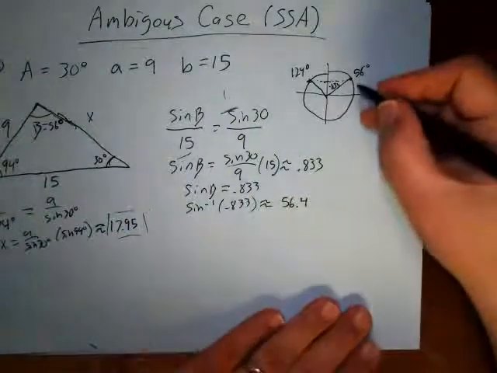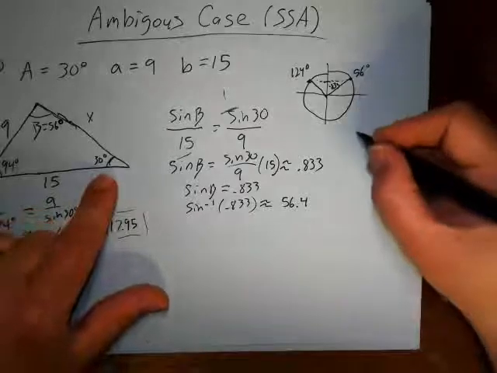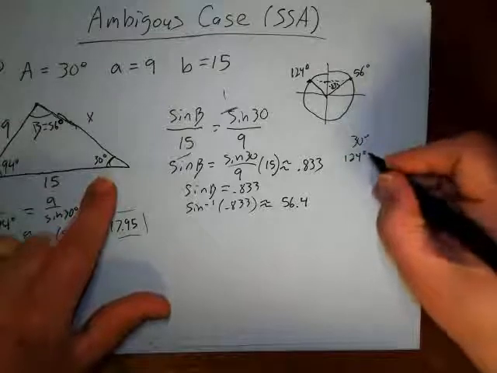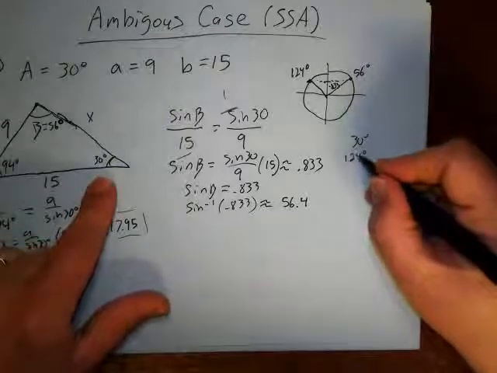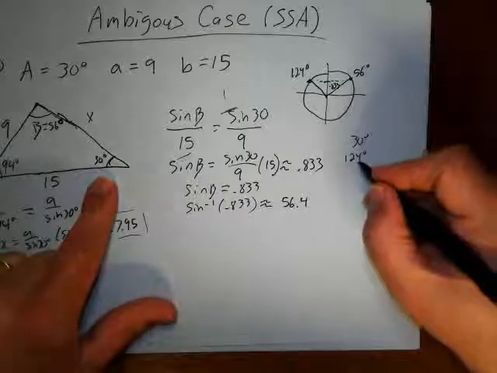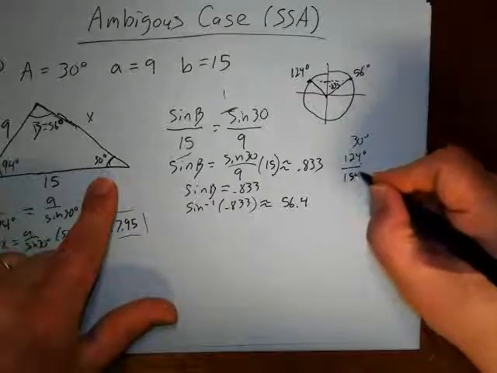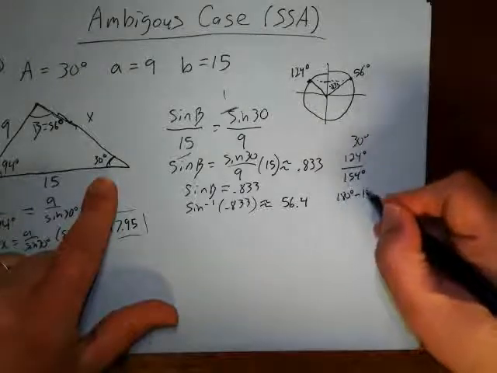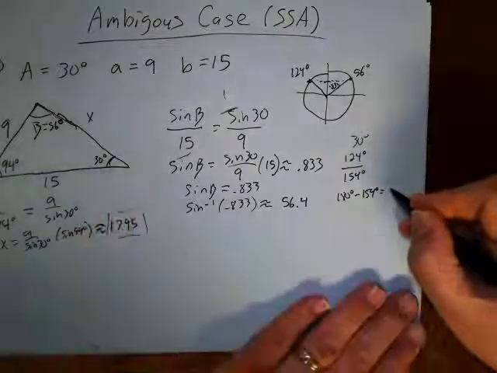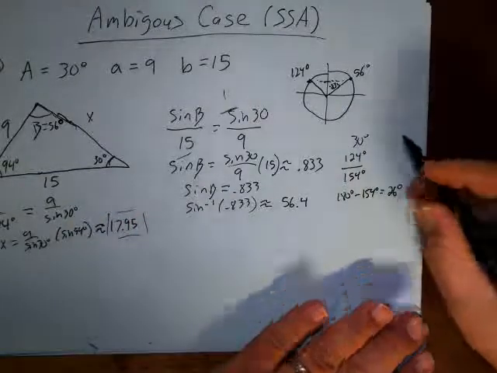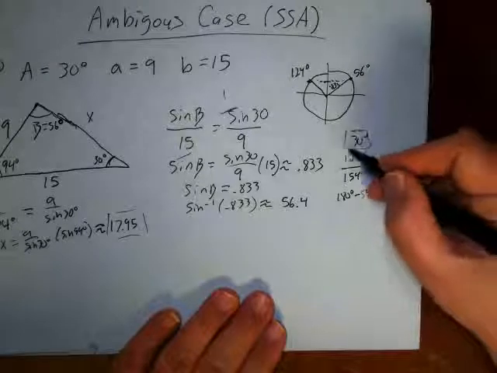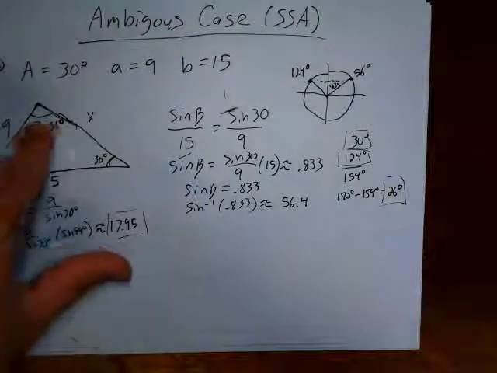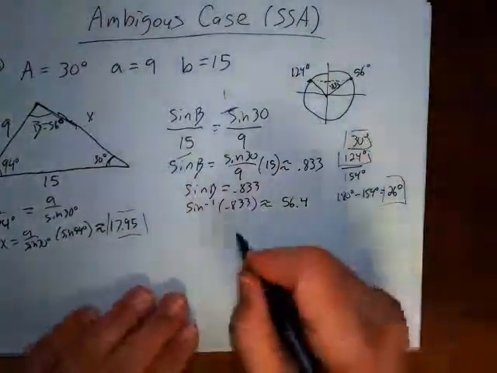But to make sure that it is a solution, we have a 30-degree angle. And if this is one of the angles, the 124-degree angle, these have to add up to be less than 180. And they do. This is 154 degrees. And so we see that 180 minus 154, looks like that is 26 degrees. So our triangle would have 30 degrees, 124, and 26. So this would be one triangle. This would be another triangle.